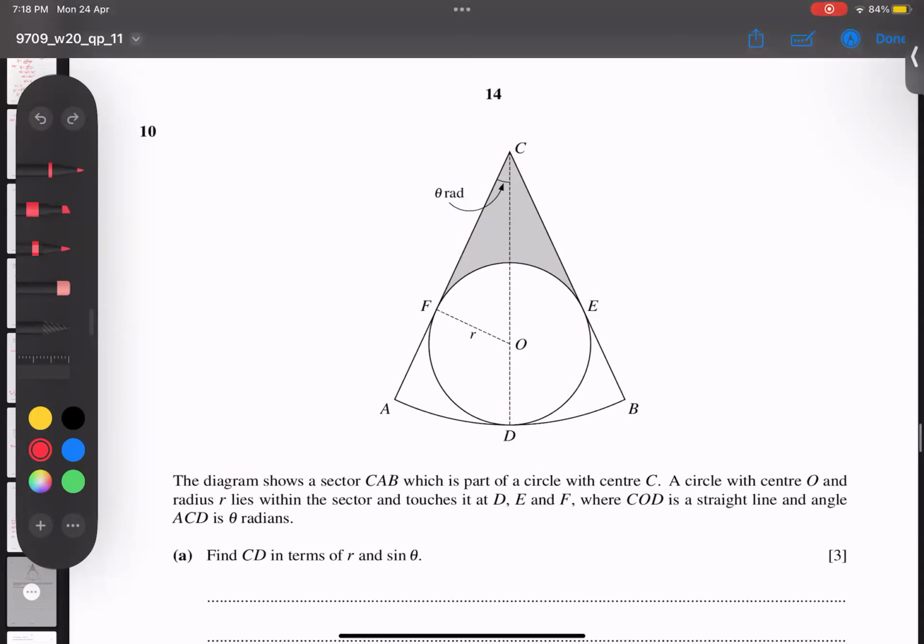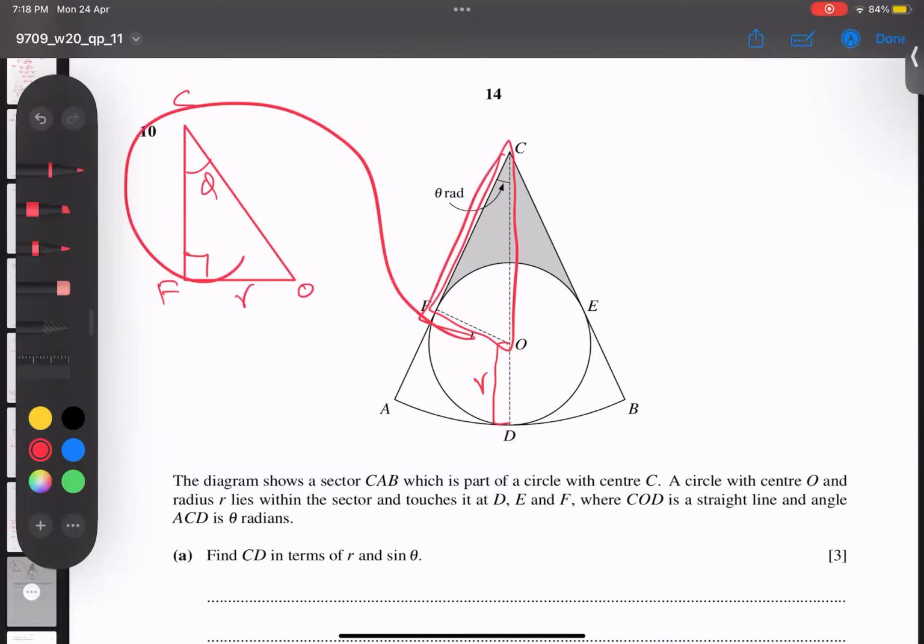I think this is a radius, and this is a radius, so all of these are radii. It means O to D is a radius for sure. If I get CO, the question is all done, inshallah. Using this triangle, students, with C on the top, F here and O here, and this is angle theta. I drew this triangle for your understanding. So I'm looking for OC.